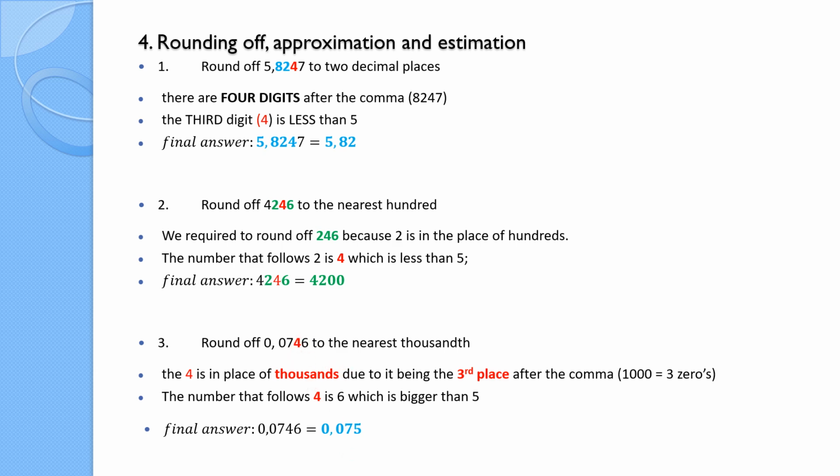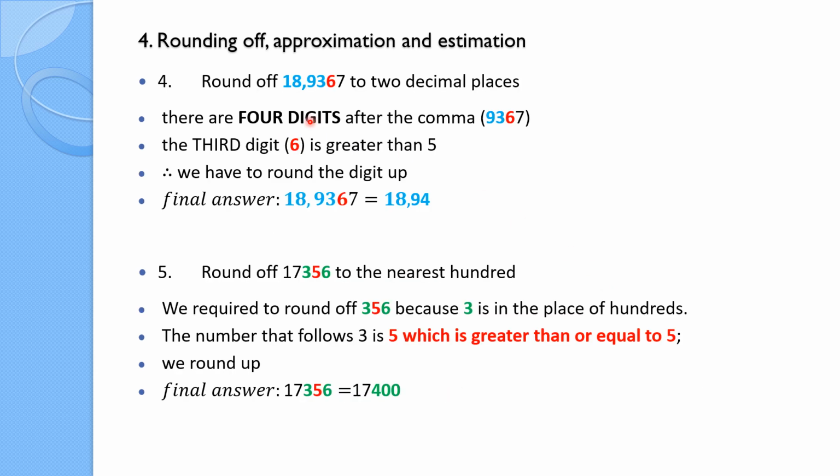Right, let's look at another problem. Round off 18.9367 to 2 decimal places. So there are 4 digits after the comma, which is 9367. The third digit there is 6. So any value there, the third digit, that is 5 or bigger than 5, would ensure that we round up the value before that. So comma 93 would now become comma 94. So we round the digit up. So 6 changes 3 to 4.